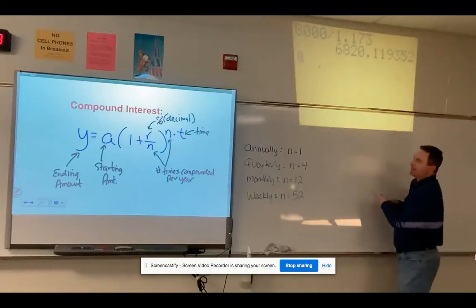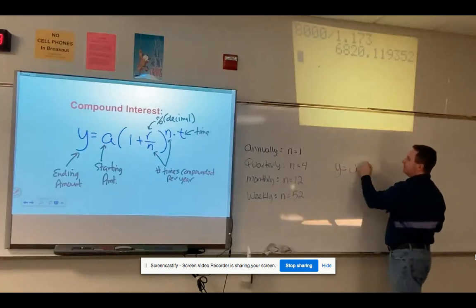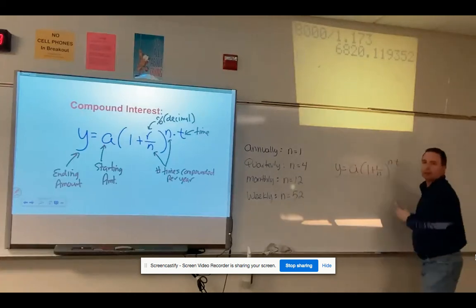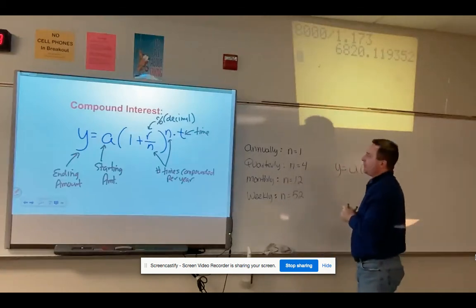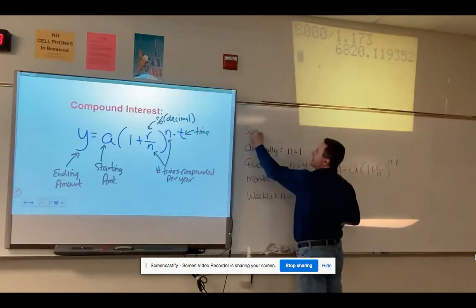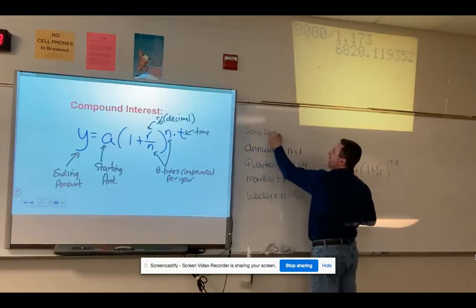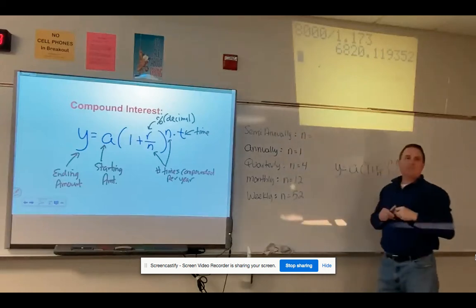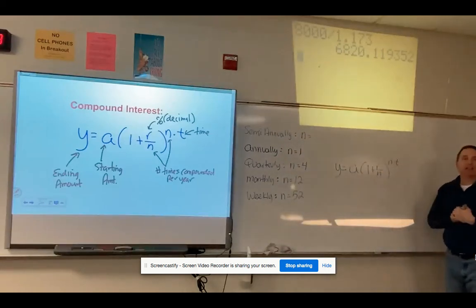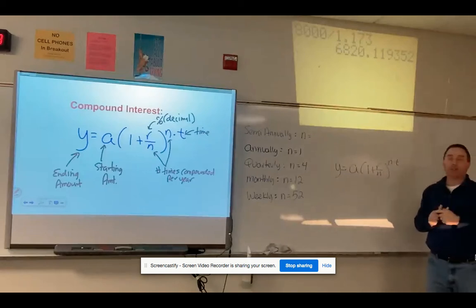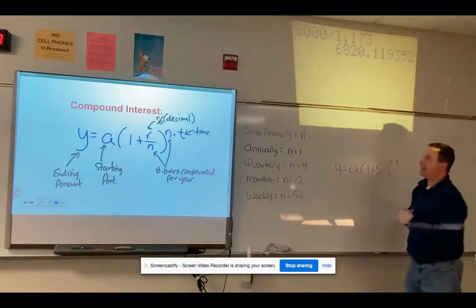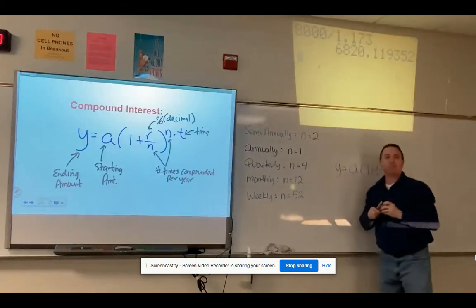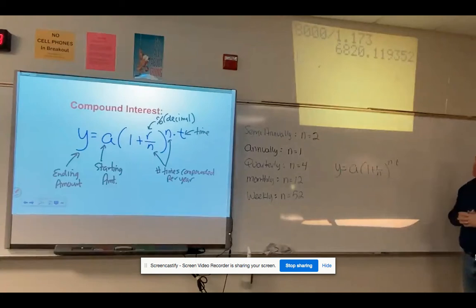Okay, and I'm just going to rewrite this equation right over here so I have it one more time. Plus r over n raised to the n times t power. Okay? Oh yeah, there might be one other one. That's called semi-annually. Do you guys know what the prefix semi means? Like a semicircle? It's half a circle, meaning 2 parts. So semi-annually would mean 2 times per year. That's another one that you might see also. All right, but here's this formula.